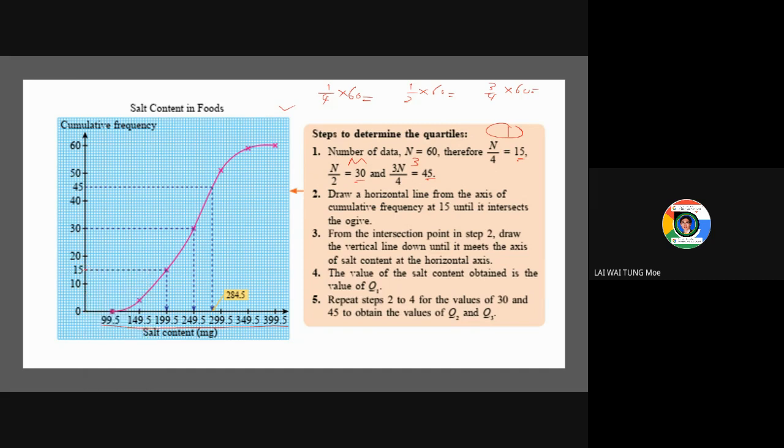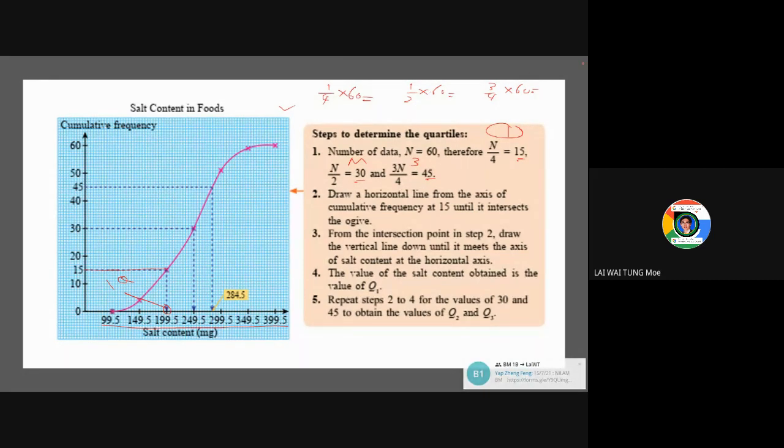After you notice this is 15, use your ruler and draw a straight line across here, until you meet your OGIF. Then go down to your x-axis and read the value here. What is the value here? This value is your first quartile. This is how you find the first quartile.